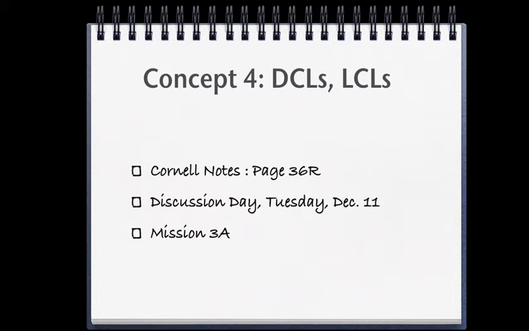And the discussion day on Concept 4 is Tuesday, December 11th. Students need to have come to class on Tuesday, December 11th, already viewed this lesson and taken their notes on page 36R, ready to discuss and use DCLs and LCLs. And this is a Mission 3A concept.